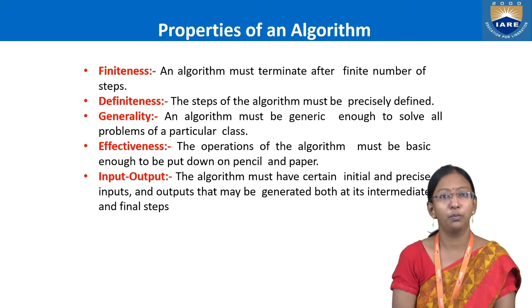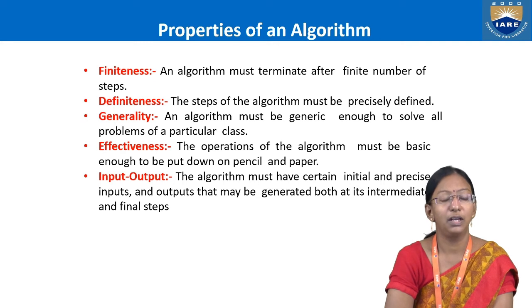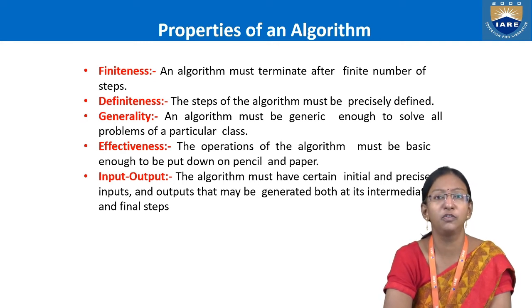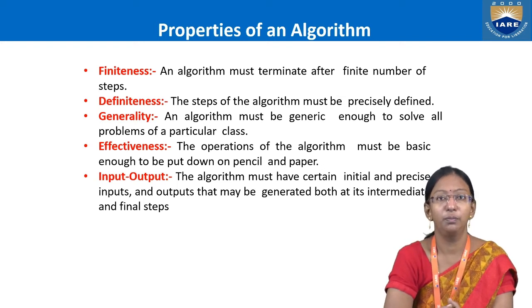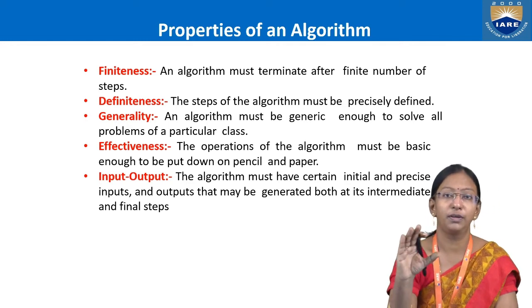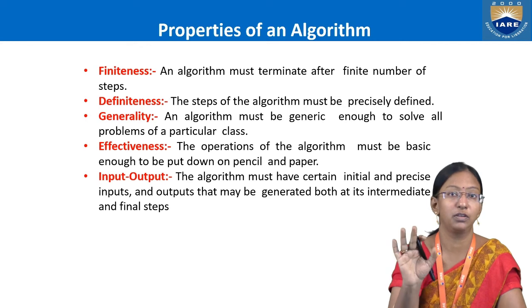Then what are the properties of an algorithm to say that it is worthy enough? There are 5 properties of an algorithm which are going to decide whether it is worthy or not. First is finiteness. What do you mean by finiteness? Finiteness tells us that the solution of a given problem must be defined in a finite set of statements.